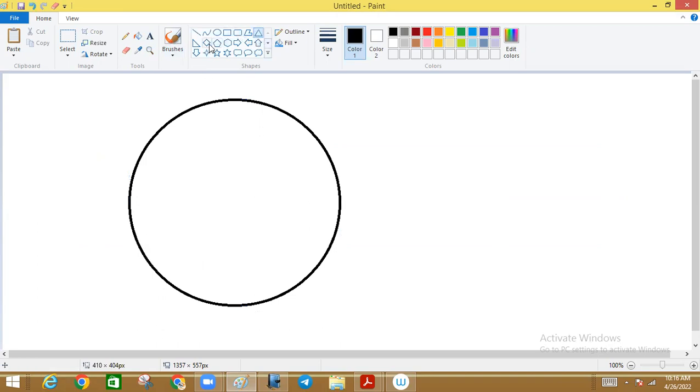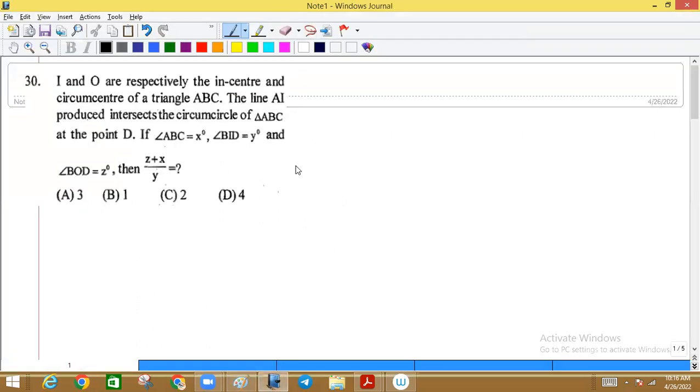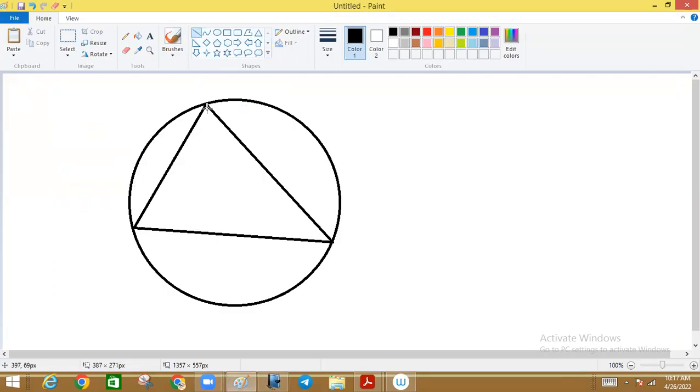I'm taking any triangle. Now it is triangle ABC. I and O are respectively the incenter and the circumcenter of triangle ABC, and the line AI is produced. Line AI produced intersects the circumcircle of triangle ABC at a point D. So AI you are producing. I is nothing but the incenter.